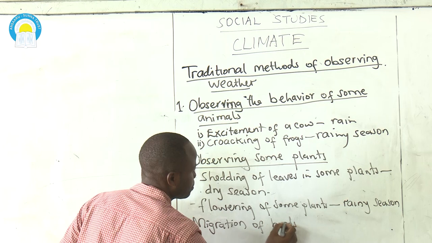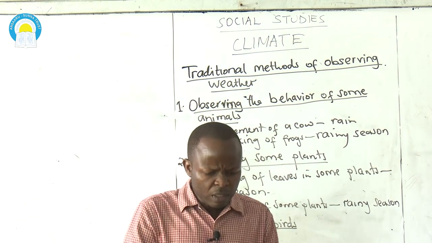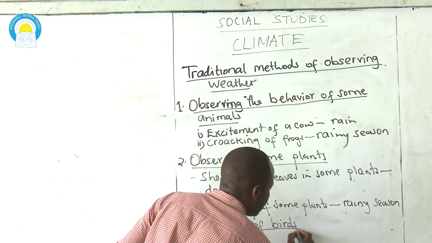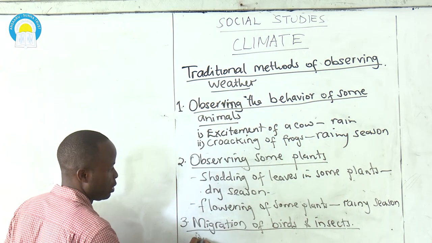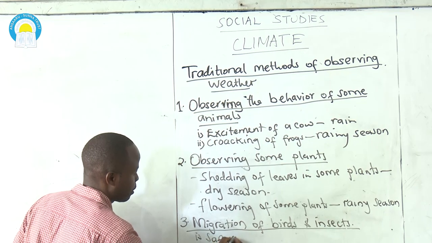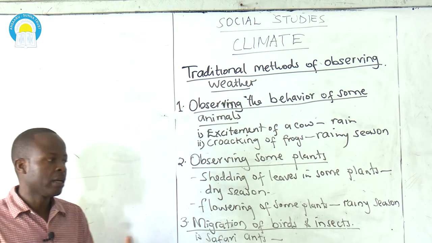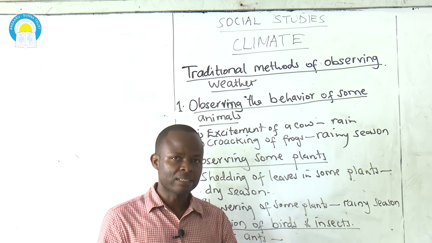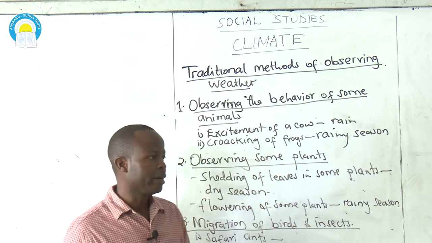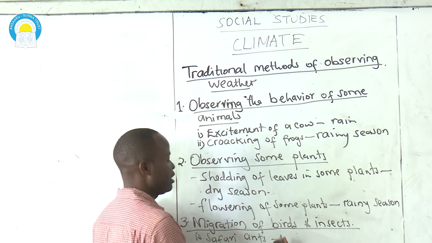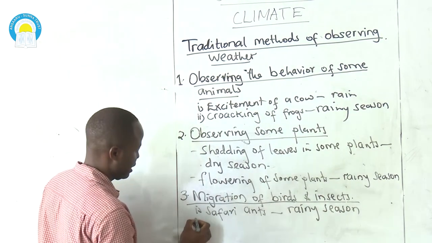Migration of birds. An example is birds and insects. Let me add insects here so that it becomes one point. For example, the safari ants. Safari ants normally move when it is almost a rainy season. They move from the lower areas to raised areas, highland areas, when it is almost a rainy season. So when you see the safari ants moving, it means that a rainy season is soon.